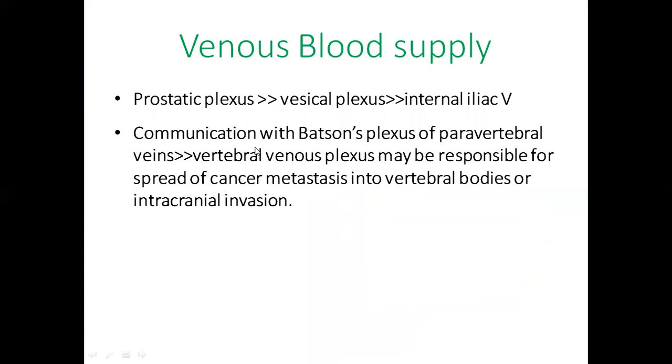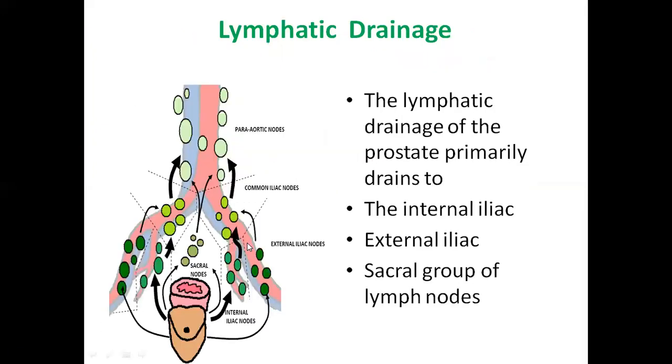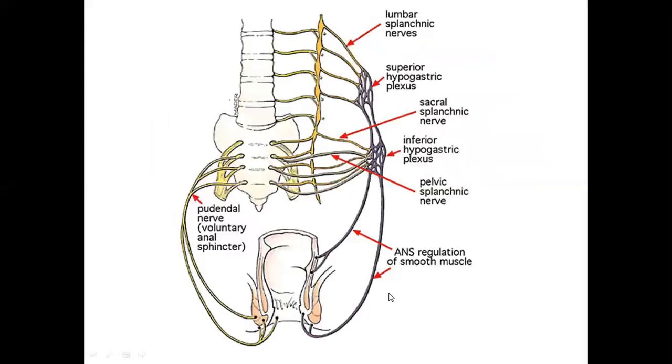Communication with Batson's plexus of paravertebral veins. From there, the venous blood goes to the vertebral venous plexus. It may be responsible for the spread of cancer metastasis into vertebral bodies or intracranial invasion. The lymphatic drainage of this gland is primarily into the internal iliac, external iliac and sacral groups of lymph nodes. Of course, the nerve supply is from the abdominal part of the autonomic nervous system.